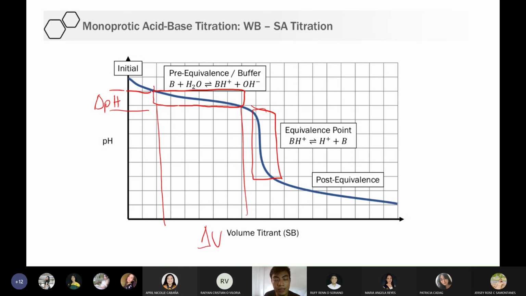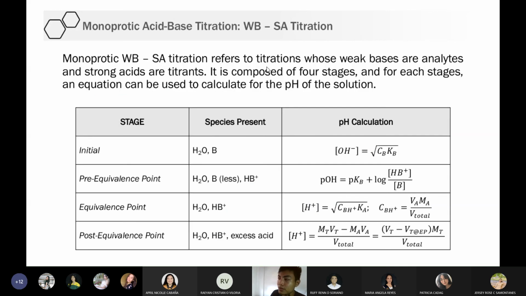Kapag weak acid, weak base, mayroong bump, no? May region wherein the change of the pH is not so big, no? Kaya very noticeable siya sa graph. Okay? Hindi agad nagbabago yung y-axis. That's called the buffer region.